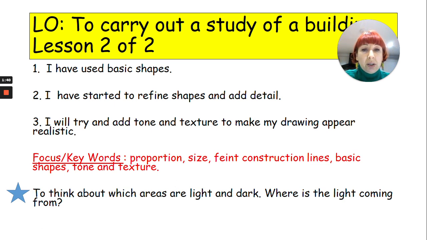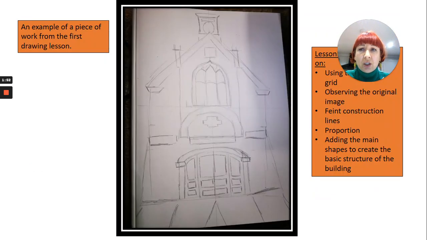The star challenge for today is to think about which areas on your building are going to be light and which areas are going to be dark. So to consider where the light is coming from. And that's a decision that you can make.